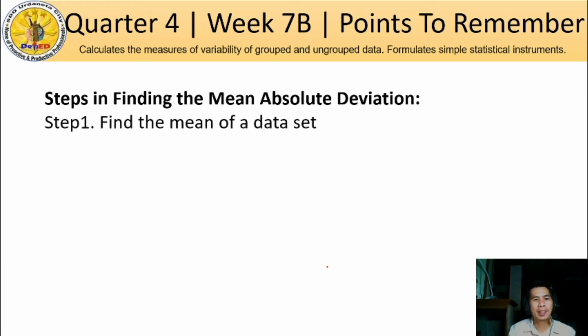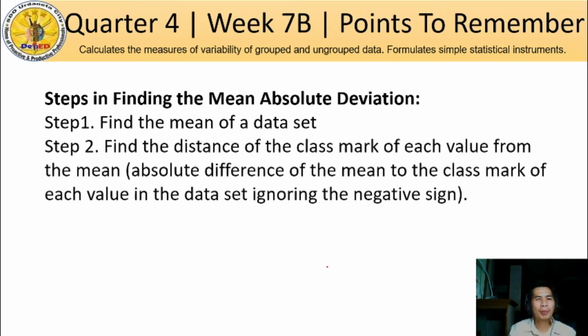Step 1. Find the mean of a data set. Kunin natin yung mean ng data set. Number 2, find the distance of the class mark of each value from the mean. Yung class mark, kukunin natin. Absolute difference of the mean to the class mark of each value in the data set, ignoring the negative sign. So, absolute value kasi, pag may nakuha tayong negative value, gagawin mo lang siyang positive. Okay? I-ignore natin yung negative sign niya. Yun yung kukunin daw natin na value.